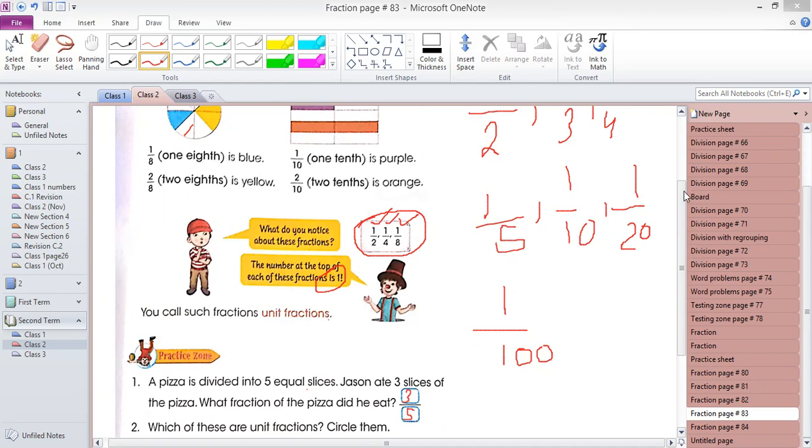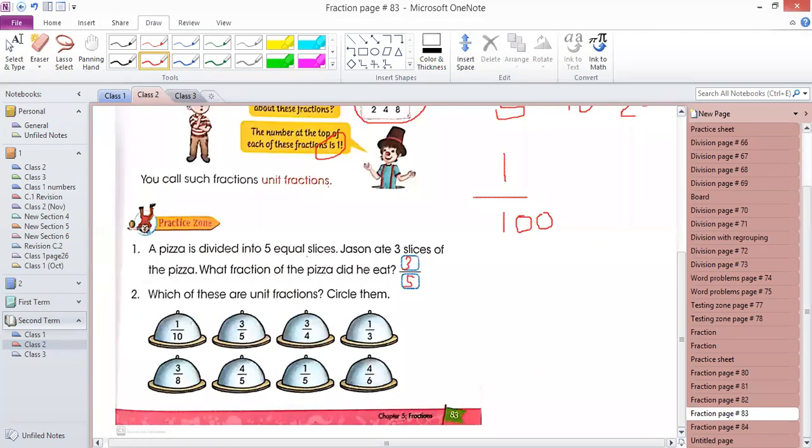Okay, guys. Now come to question number 2. Which of these are unit fractions? So guys, you have to identify the unit fractions and then circle them. So 1 over 10. 1 over 10 is a unit fraction, guys.